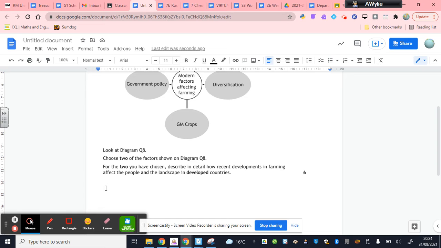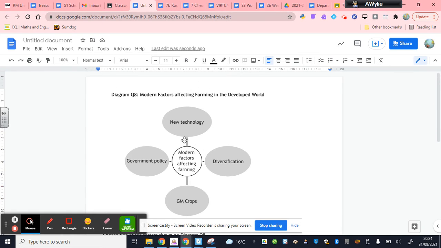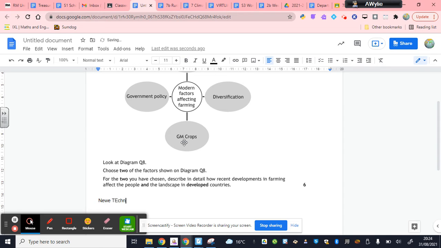So let's have a look at how we could write up our first one. And let's say we chose new technology. So new technologies like tomato harvesters in California allow large amounts of tomatoes to be harvested quickly. Which results in more profit for the farmer. There's your first mark.